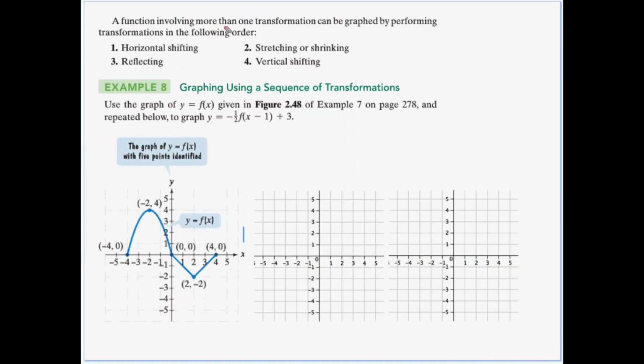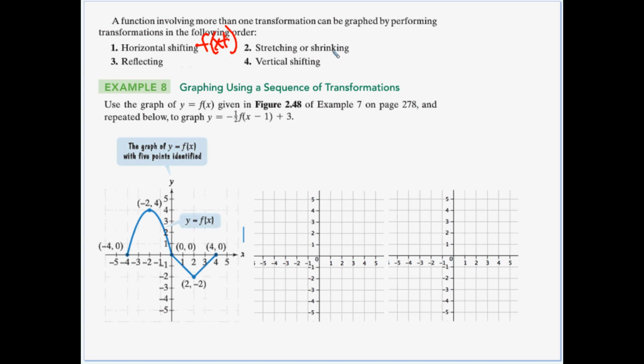Now, a function involving more than one transformation is graphed by performing the transformations in the following order: horizontal shifting, stretching or shrinking, reflecting, vertical shifting. High school RV. And let's see here, just do a little notation here. The horizontal shifting, that you're going to have f of x plus or minus. So you'll have an x plus or minus something in there with the x variable in the parenthesis.